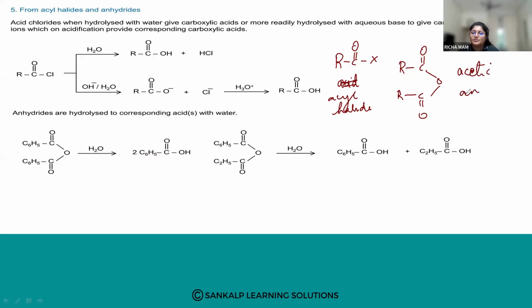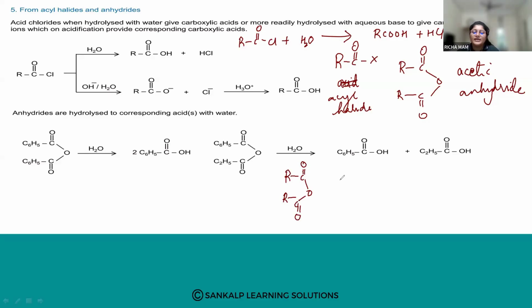Acetic anhydride. Okay, so now what are we going to do? You can take an acid chloride, RC double bond O, Cl, and react it with water. What am I going to get? I'm going to get RCOOH plus HCl. And acetic anhydride, RC double bond O, RC double bond O, again reacts with water. You are going to get 2 times RCOOH, so 2 molecules of carboxylic acid are formed. Is it clear? So from acyl halides and from acid anhydride.